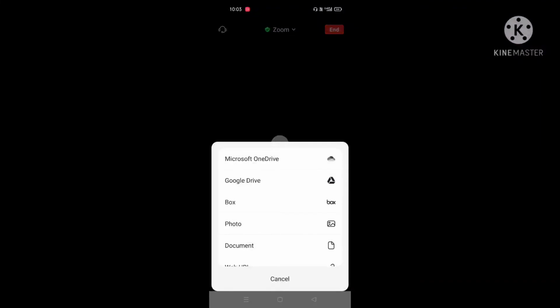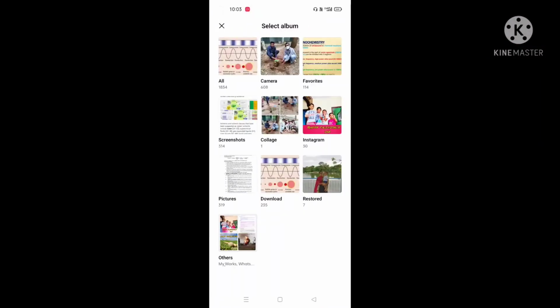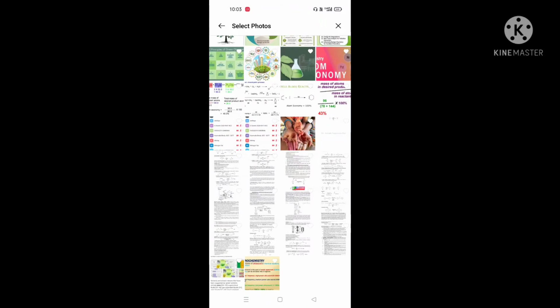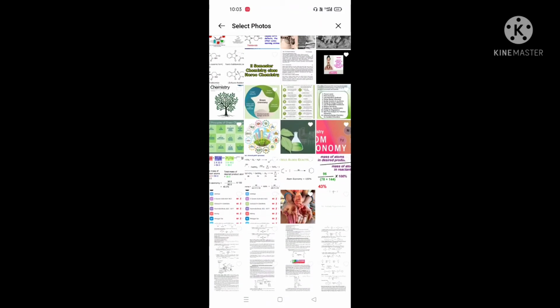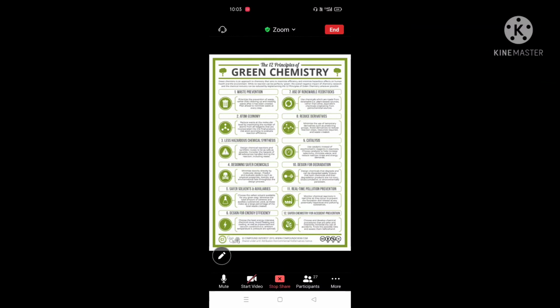So the next one, this is also simple. Waste prevention, this is also the same thing. Atom economy, less hazardous chemical synthesis, design safer chemicals and safer solvents and auxiliaries, design for energy efficiency, use of renewable feedstocks, and reduce derivatives. And ninth one, catalysis, design for degradation and real-time pollution analysis.